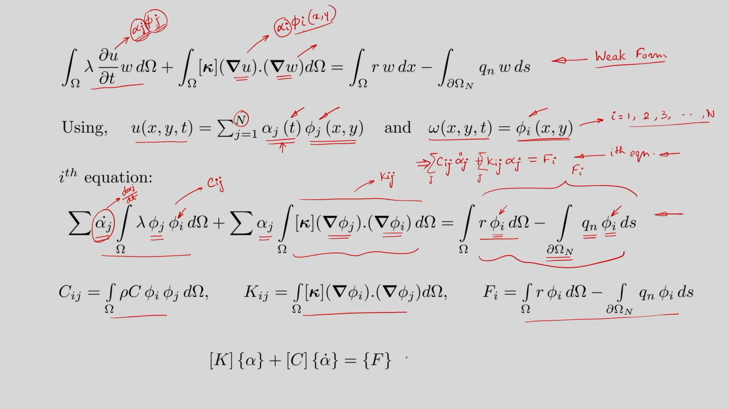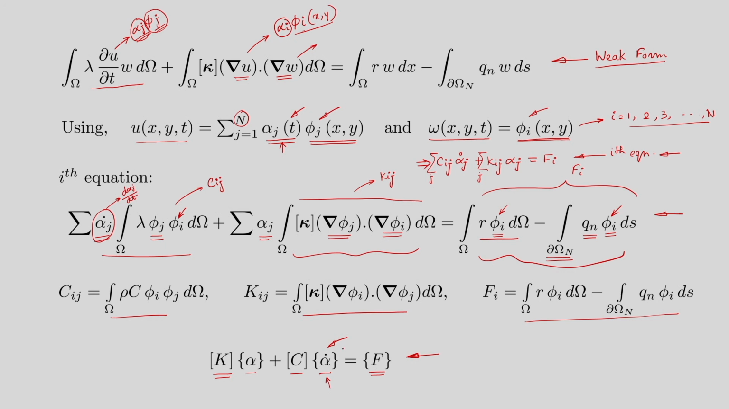So, that set of equations I can write in matrix form as k times alpha plus c times alpha dot is equal to f, alright. If you remember, earlier we used to get k alpha equal to f, okay. So, there was no time derivative. Since this partial differential equation contains the time derivative, the discrete form also has this alpha dot term. In the earlier case we had only a set of linear algebraic equations, whereas here we have a set of ordinary differential equations, alright.